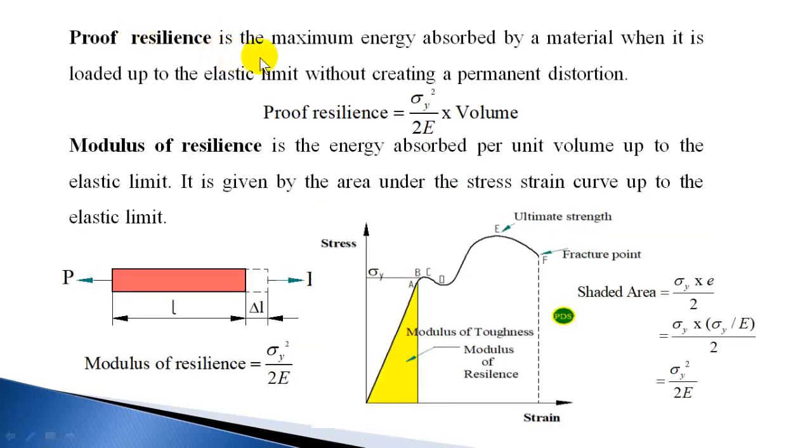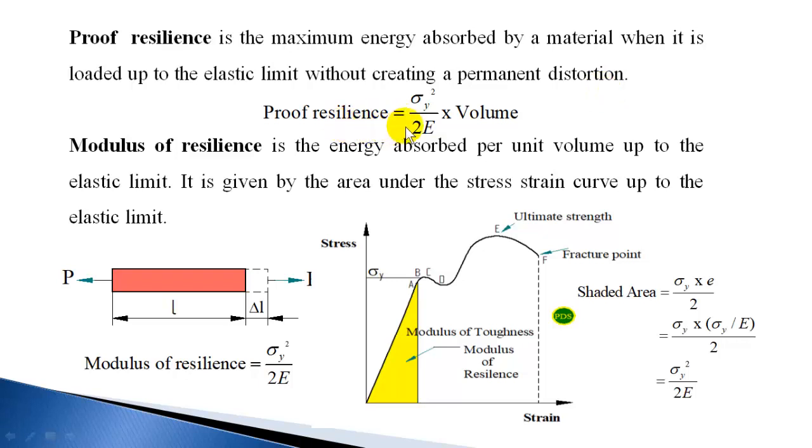Now proof resilience is the maximum energy absorbed by a material when it is loaded up to the elastic limit without creating permanent deformation. So up to the elastic limit when it is loaded, what is the maximum energy absorbed? Whereas resilience was the energy absorbed, it need not be loading up to the elastic limit. So energy absorbed within the elastic limit is resilience, whereas proof resilience is the maximum energy absorbed when it is loaded up to the elastic limit. The maximum it can absorb is the proof resilience.